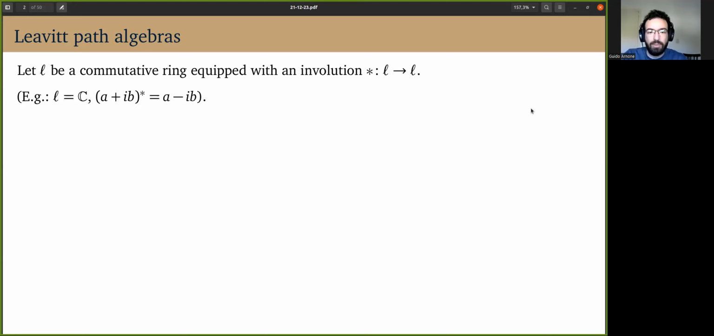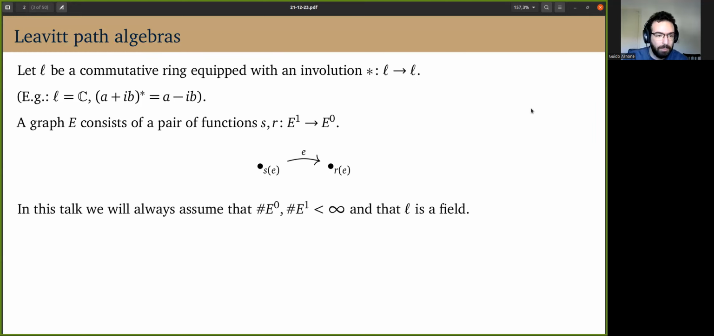And as most of you possibly know, Leavitt path algebras are algebras constructed from graphs. For us, graphs are built from two sets, edges and vertices, and two functions which determine where an edge starts and ends respectively, as in the picture. So an edge E starts at s(E) and ends at r(E). In this talk, all of our graphs will be finite, meaning they will have a finite number of both vertices and edges. And for simplicity, we will assume that L is a field. This is not necessary everywhere, but it is a safe assumption for what we are about to do.